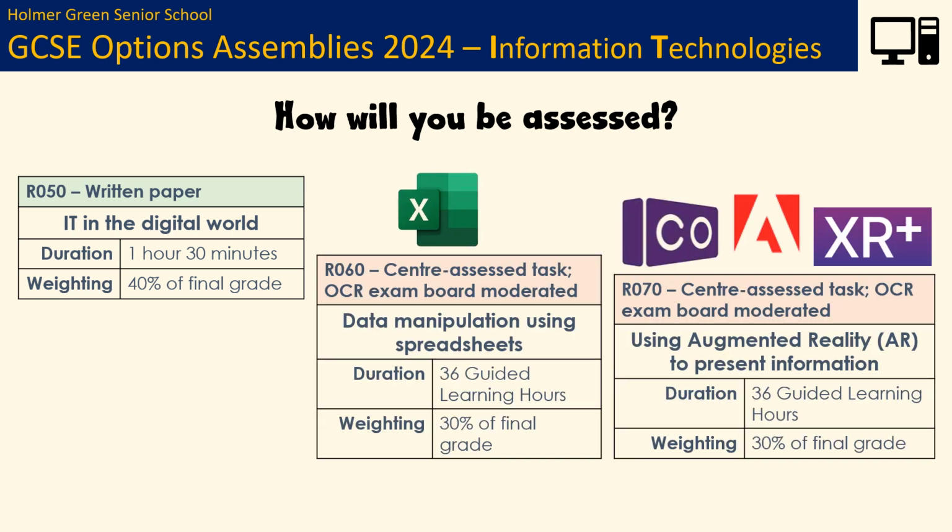RO60 and RO70, as I mentioned before, are coursework units, or rather they're now called center assessed tasks. After you're taught the skills, you'll be given an assignment brief, which is usually written by the exam board. It presents as a business which has hired you to create a solution following their requirements. For both units of coursework, you will plan, create, test, and evaluate your solution, drawing from all the skills you have learned from studying RO50.